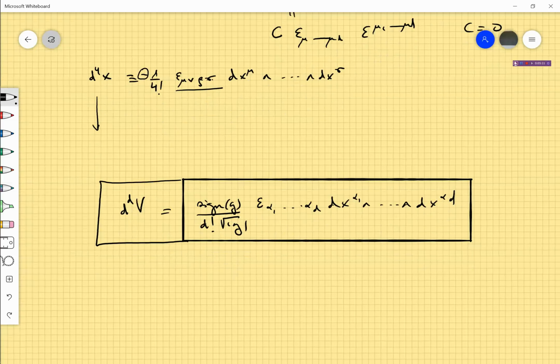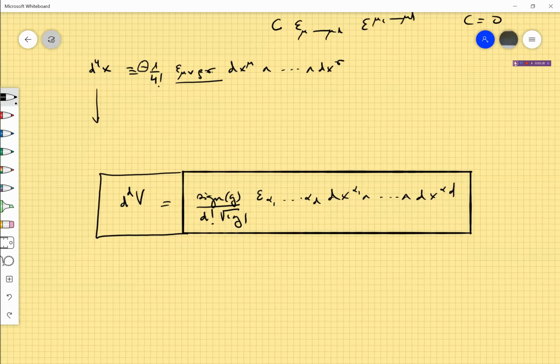I have to check if I recover the Minkowski result. This is more or less obvious, because in Minkowski this becomes 1, so this factor disappears. I really recover what I was using. And another thing that I want to see is what happens if I express this in coordinates in a less covariant way. Okay, so let me expand this. This is just the sign of g over d factorial square root of g, and I know that this has only one independent component.